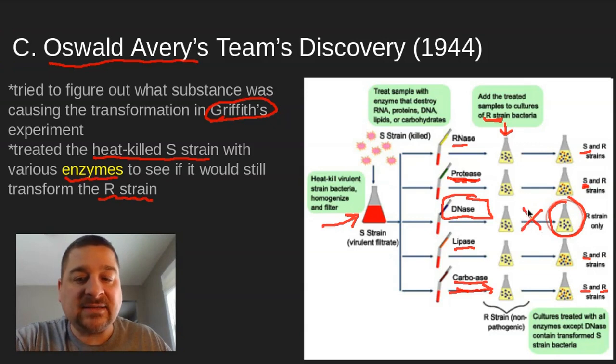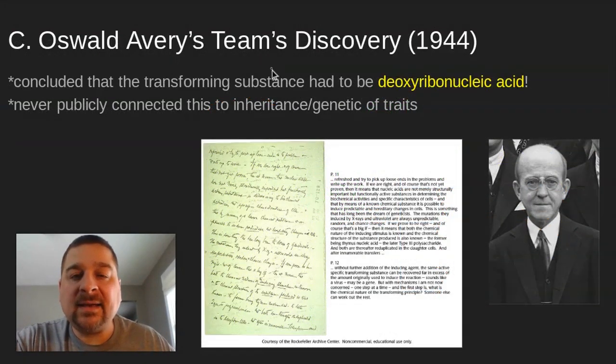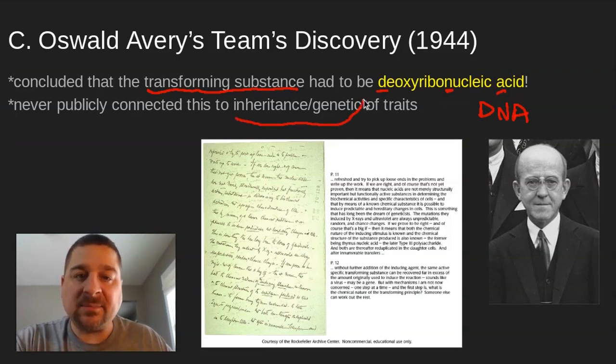So, it prevented transformation. And this was a key finding here, that when you destroyed the DNA, the transformation from Griffith's experiment with the bacteria did not work. This led Oswald Avery to write papers and make the conclusion that that transforming substance was deoxyribonucleic acid, DNA.